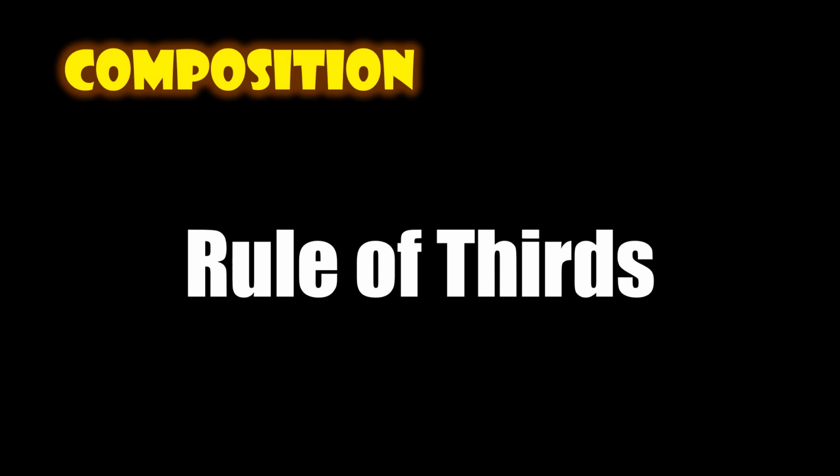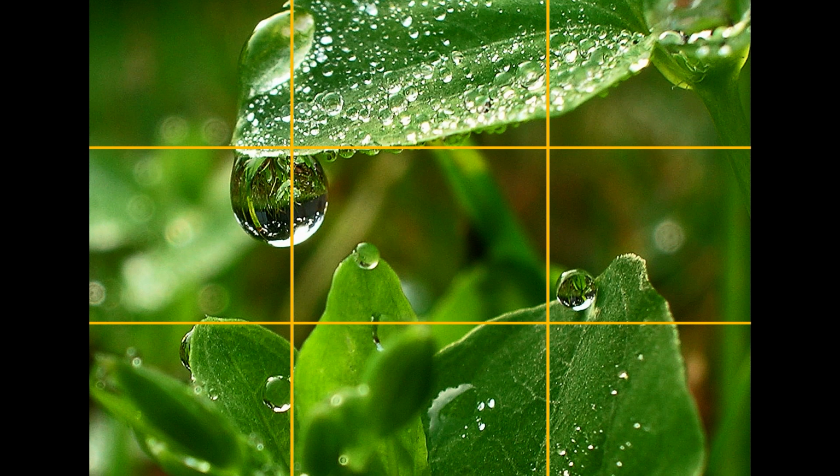Now we will talk about a compositional rule called the rule of thirds. Using the rule of thirds, you divide the photo equally with two horizontal lines and two vertical lines. Where those lines meet, the intersection of those lines, is where you should put your focal point.